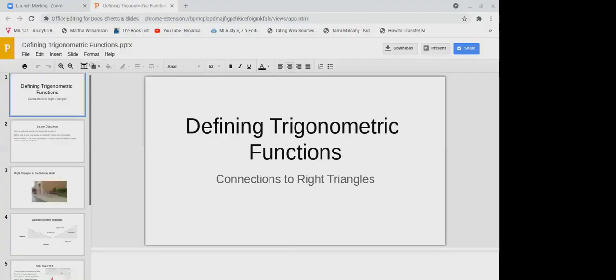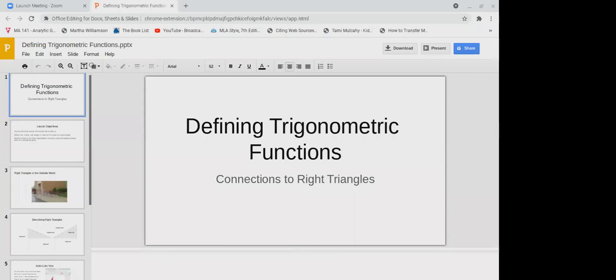There are several ways to define trigonometric functions, but today we're going to talk about the connection of trigonometric functions, specifically sine, cosine, and tangent, to the parts of right triangles and how to describe them with right triangles. So I'm going to share my screen at this time. And as I said, we're going to focus on the connection to right triangles.